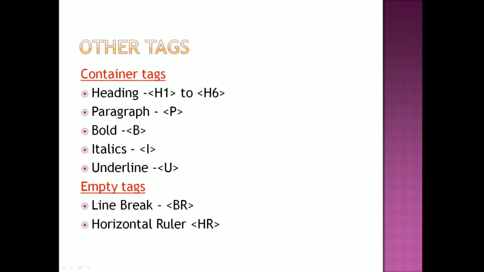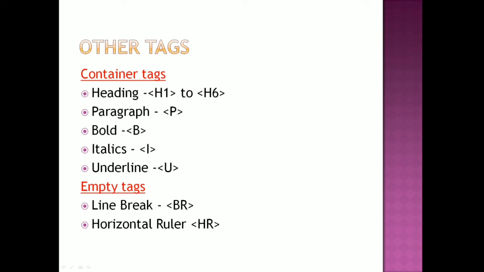And our next types of tags are bold, italics and underline. The bold tag is used to make a bold effect to the text. Italics are used for making the text slanted, and suppose we need to put an underline under any text, we can use the underline tag. And also we have studied two types of empty tags, line break and horizontal ruler.